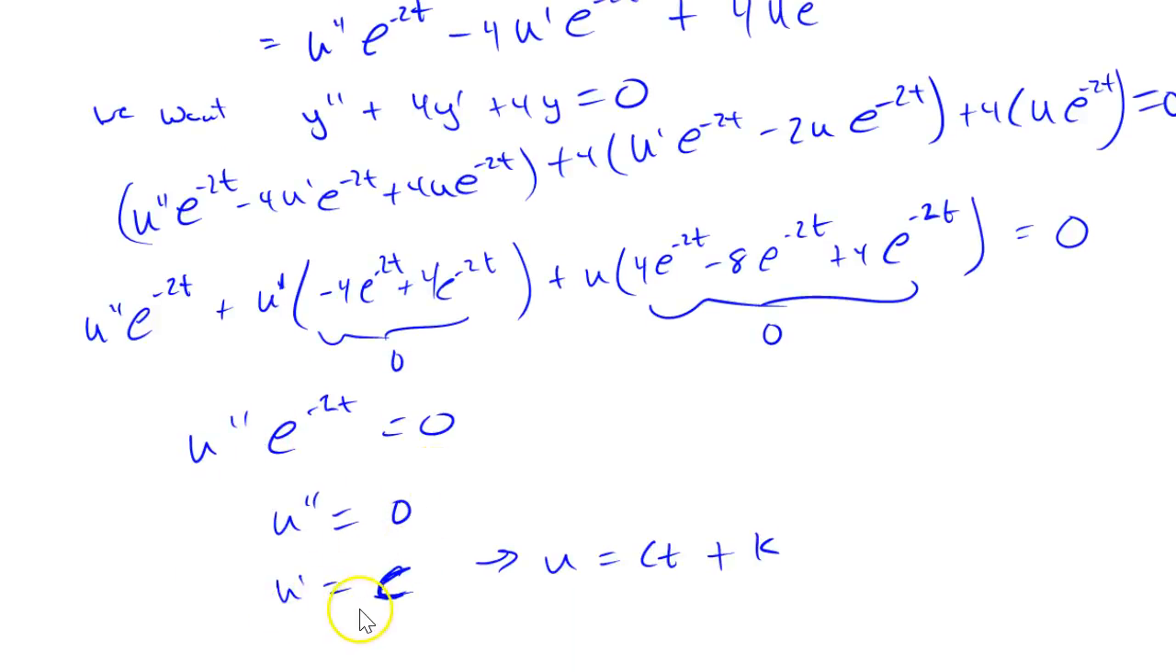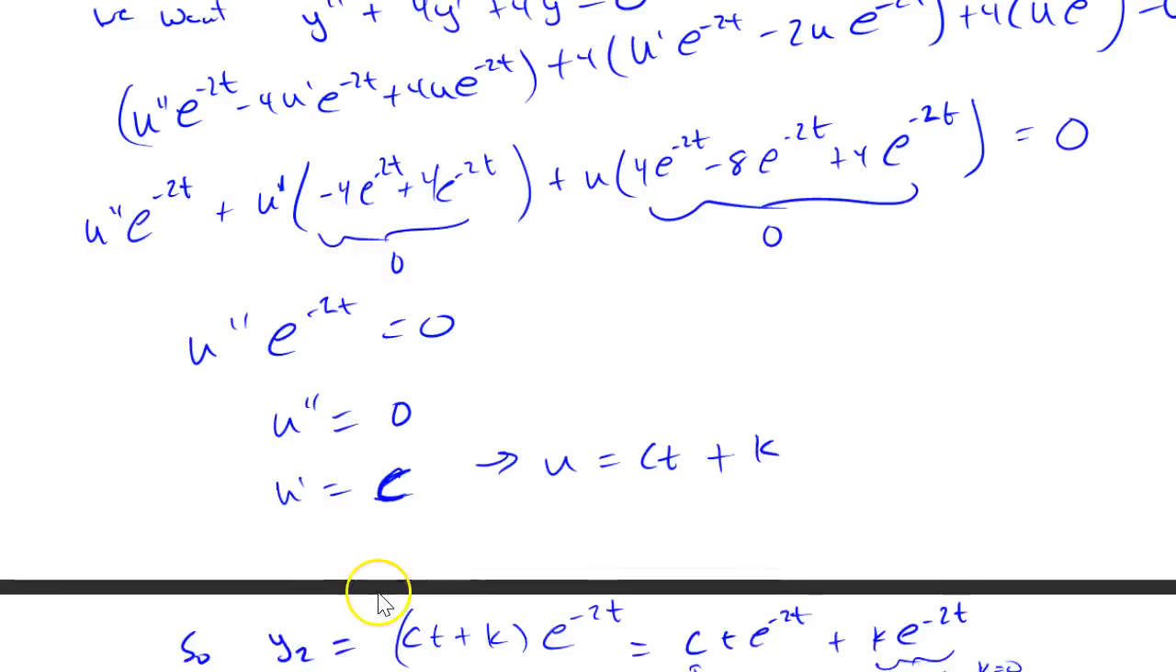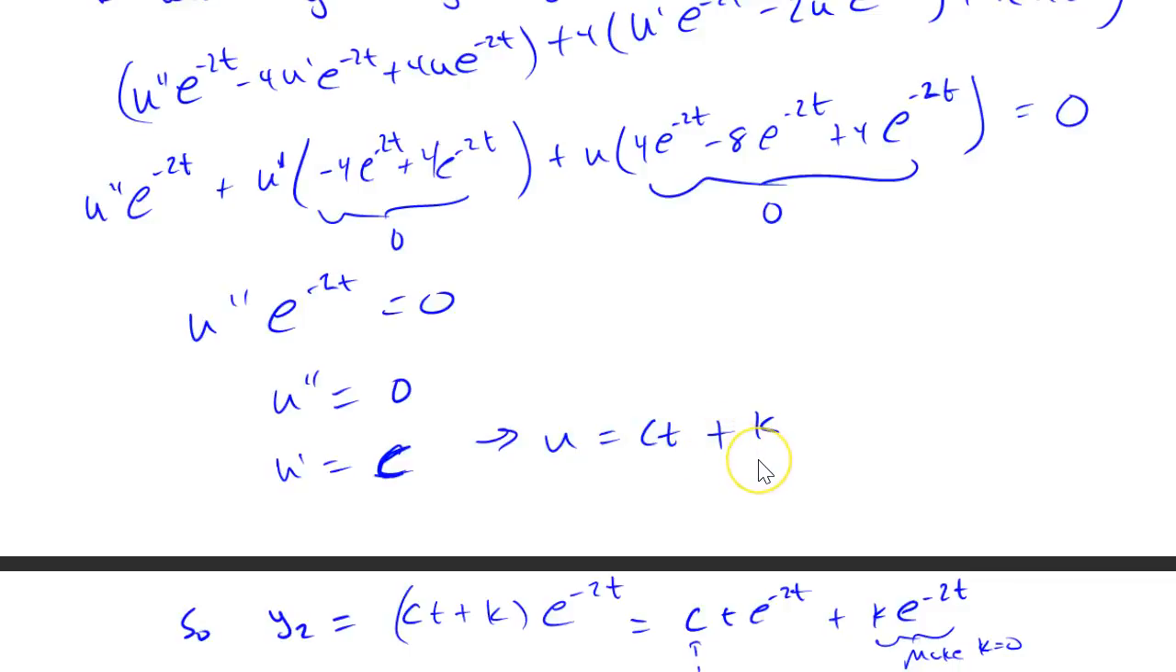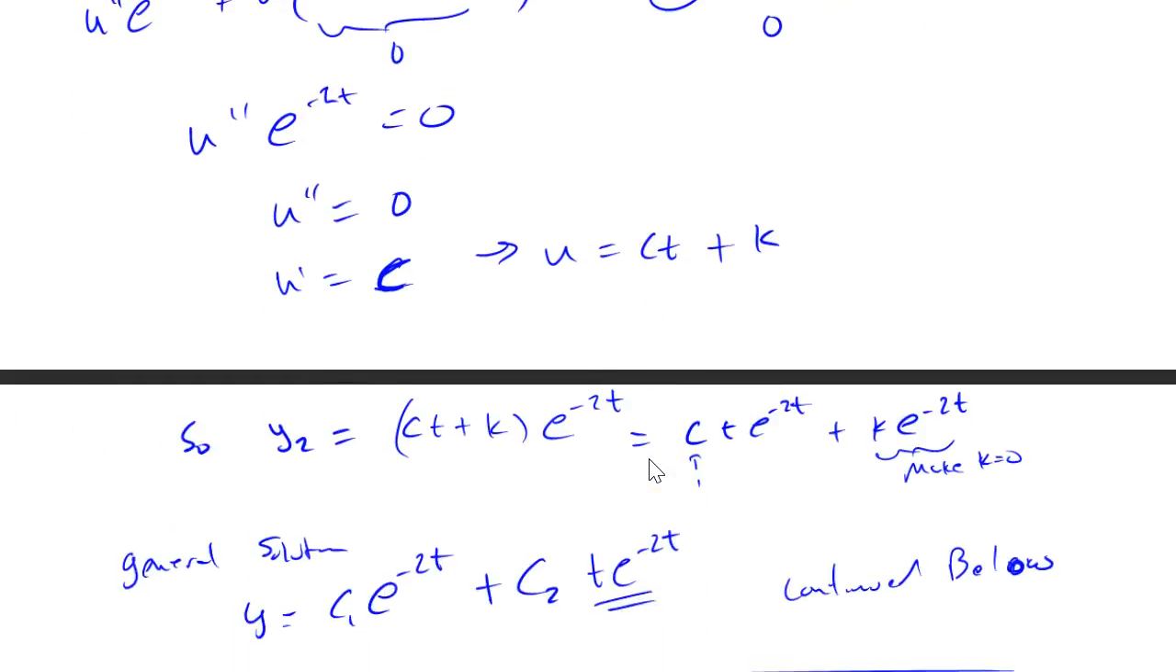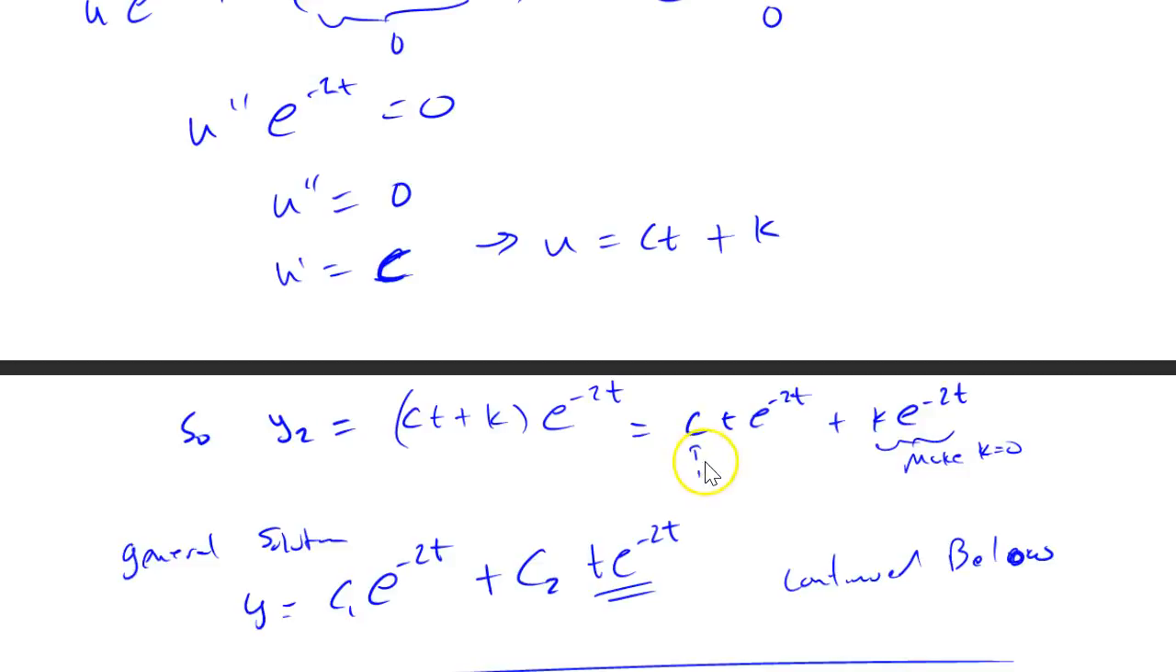So u'' is 0, which means u' is a constant, and if you integrate, u is some constant times t plus k. We are not looking for all the possible u's, we just need one. So take k equals 0, k equals 1, and there you go. You've got this t times e^(-2t) to go along with the e^(-2t) that you started with. So multiply by t.